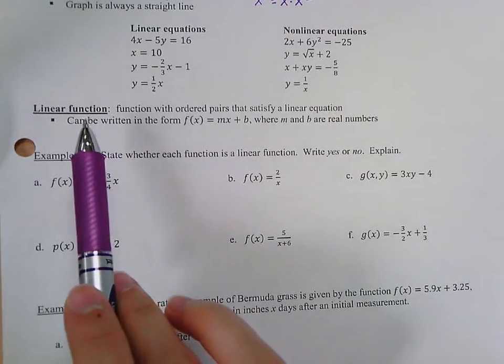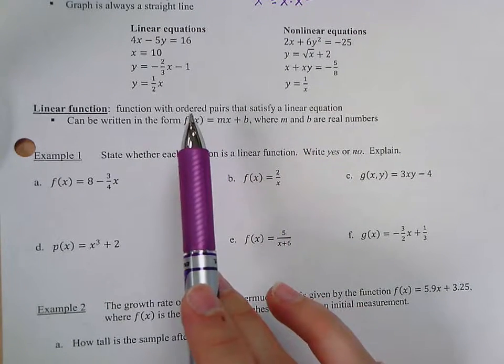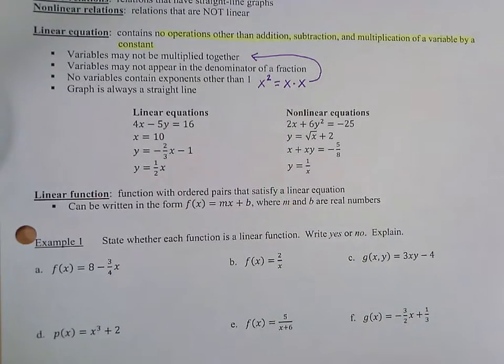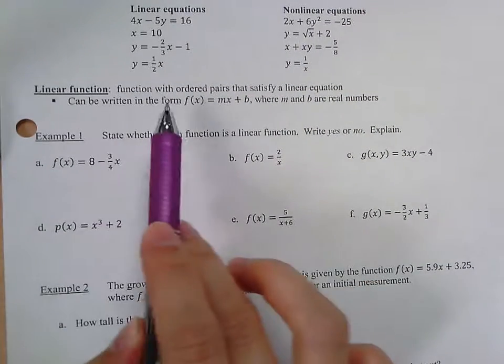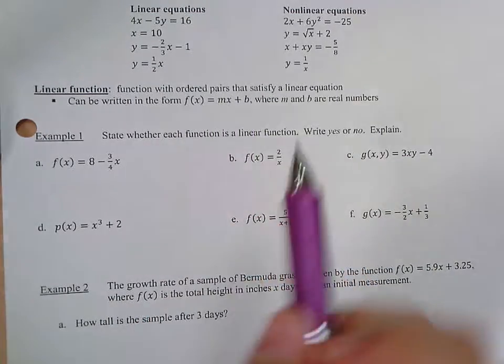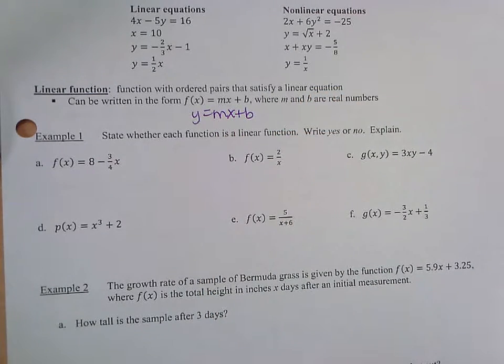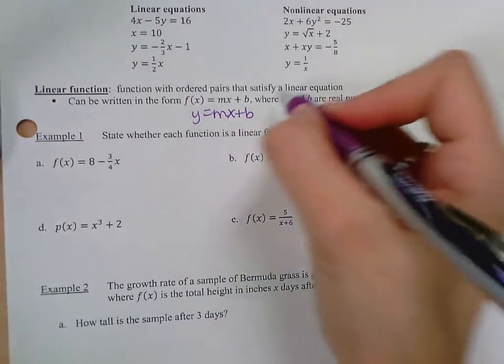And then a linear function is a function with ordered pairs that satisfy a linear equation. So that would mean ordered pairs satisfy everything up here. When it's graphed, it's a line, so it's a linear function. And then linear functions can always be written in this form, which, what is the name of this form? Usually you see it like this. It has to do with slope. Slope something form. Slope intercept form, yes.